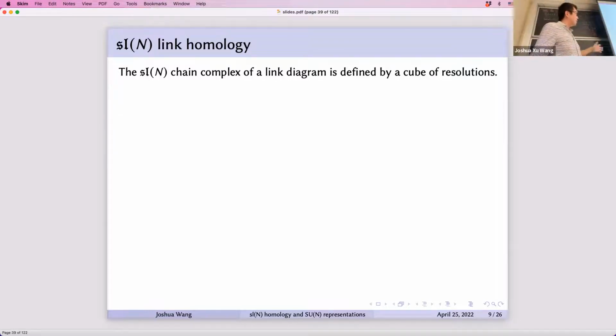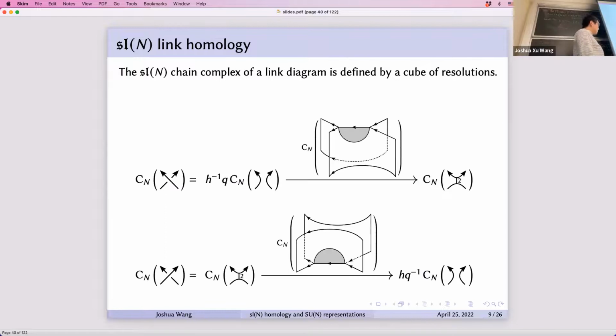So I'll first show a picture and then explain it a little more. The complex associated to a diagram: what you do is you look at all the crossings, you choose a resolution for each of the crossings to get a complete resolution, just as in Khovanov homology. Those are the vertices of the cube. And then on the edges of the cube, there are these quote unquote cobordisms that go between those trivalent graphs. They look locally like these pictures.